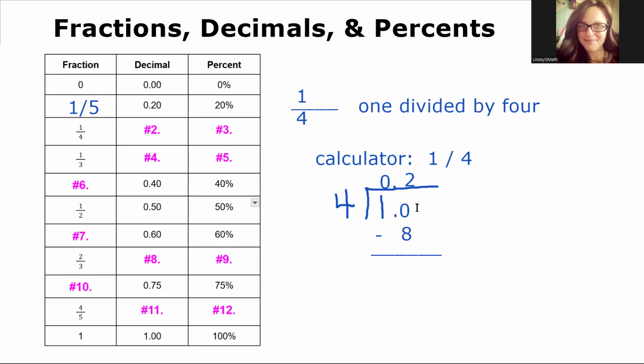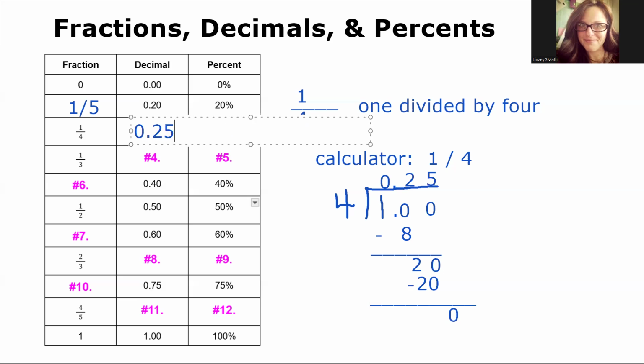We'll add another 0 and bring it down. 4 goes into 20 5 times. 5 times 4 is 20. We subtract, and we get no remainder. So 1/4 as a decimal is 0.25.